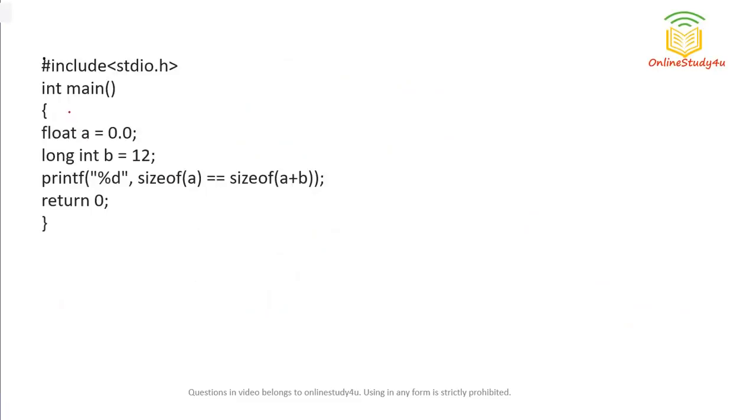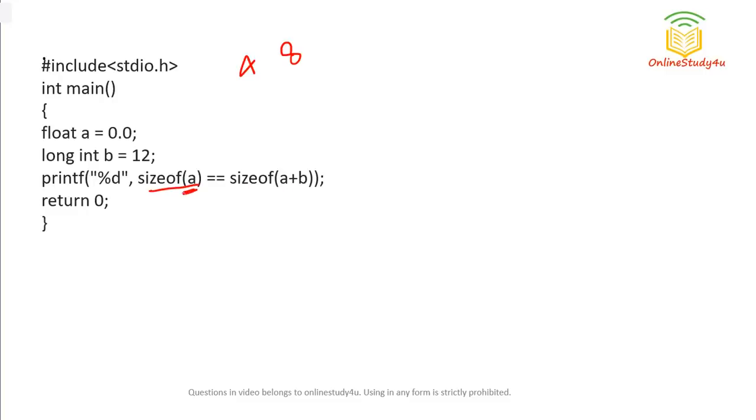So here we have two variables, a and b. The type of a is float and the type of b is long int. First of all, the size of float is 4 bytes, and the size of long int is 8 bytes, right? Now what we are doing is printing simply sizeof(a) == sizeof(a + b).